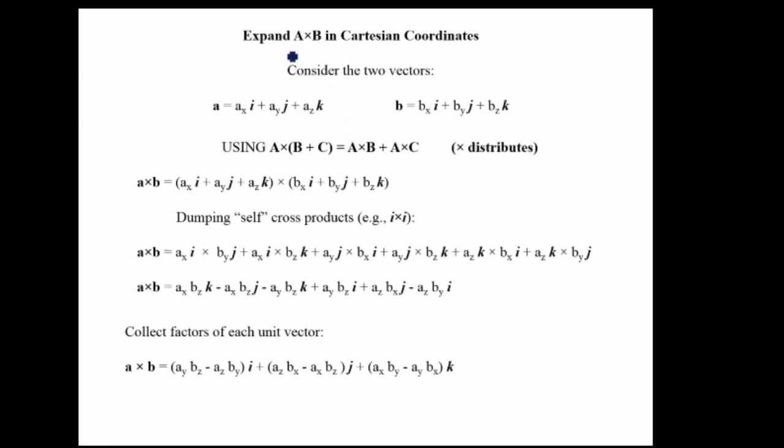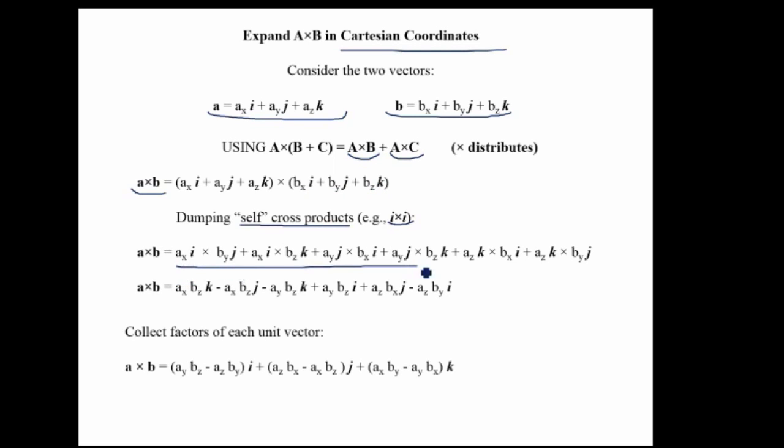Let's expand A cross B in Cartesian coordinates. So we'll consider the two vectors, for example, A and B, like this. And we're going to use the fact that the cross product distributes. We're going to take A cross (B plus C) and set it equal to the sum of the two cross products. This is like what we did with the dot product. We write the cross product down. We dump all of the cross products that are parallel unit vectors, keeping the rest. So expanding this product here, we end up with all these terms right here.